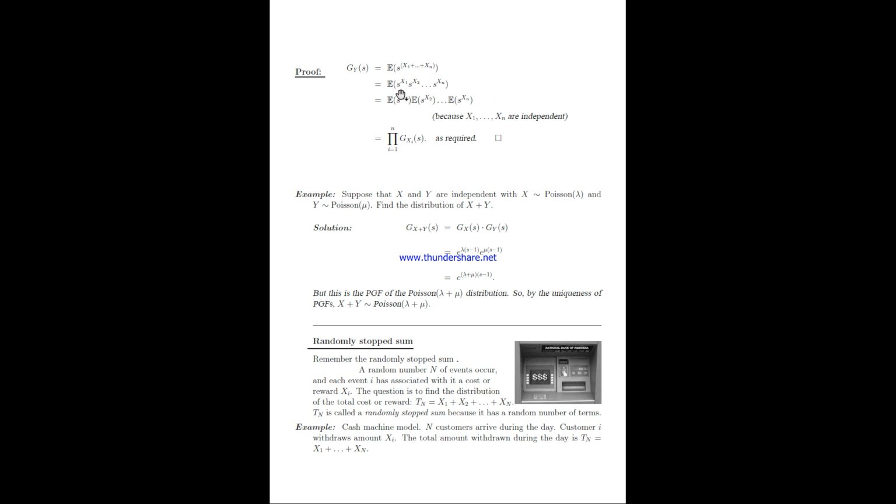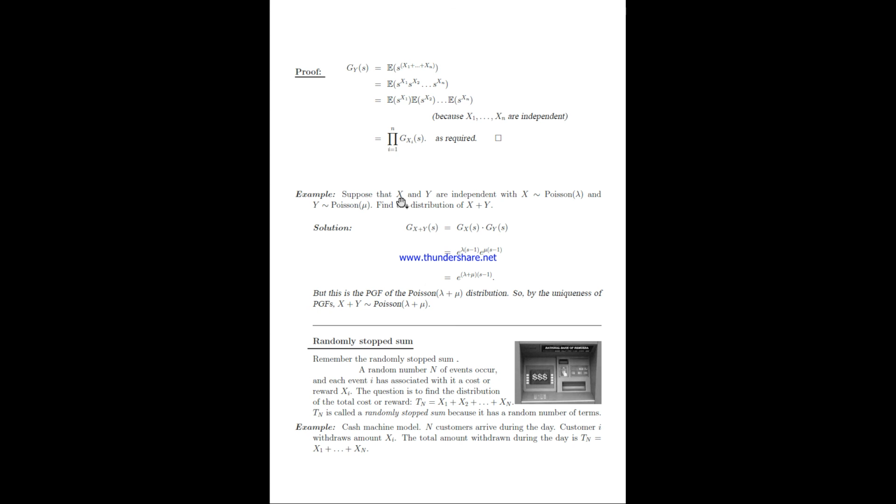So when you take this term, this is the probability generating function of random variable x1. This is the probability generating function of random variable x2. This is the probability generating function of random variable xn. Likewise. So here we have the product of the probability generating functions of random variables x1 up to xn. So when you take the probability generating function of random variable y, you can take it as the product of these individual probability generating functions.